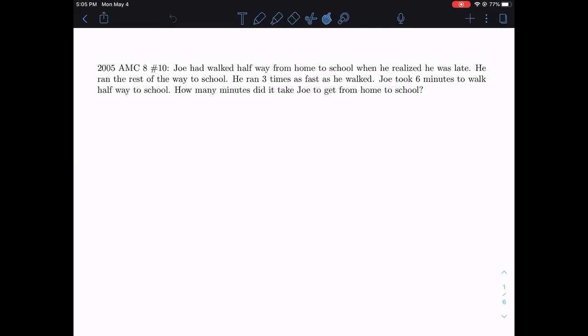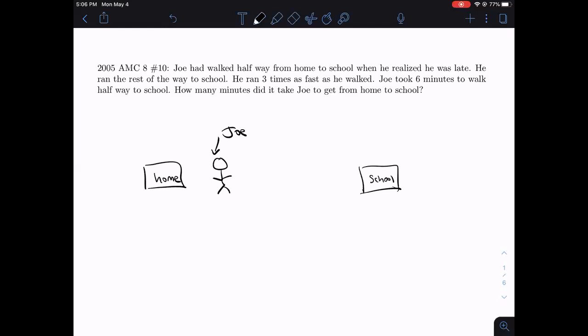All right, let's see. Okay, so Joe is going from home to school. This is Joe, and he's walking to school. So he's going that way. So for the first part, we also know that he runs 3 times as fast as he walked. And he took 6 minutes to walk halfway to school. And people are saying the answer. So let's just do this really quick.